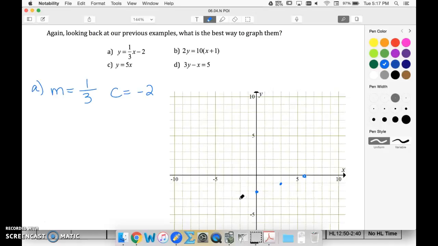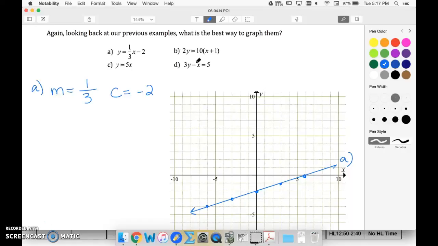I could also go down 1, left 3, down 1, left 3 to give me a nice amount of points. We really only need 2 points to make a line, but it's nice to have a lot to show our line. So this one is A.